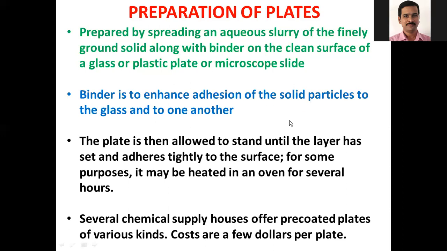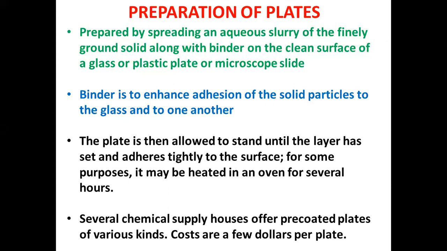So, you take the stationary phase and binder, prepare an aqueous slurry and pour it over the surface of the thin plate. It may be a glass plate or plastic plate or aluminum plate, whatever it is. You just pour the aqueous slurry of the stationary phase along with the binder over the surface of the plate. Once the pouring of the slurry is over, you allow the plate to stand until the layer is set and adheres tightly to the surface.